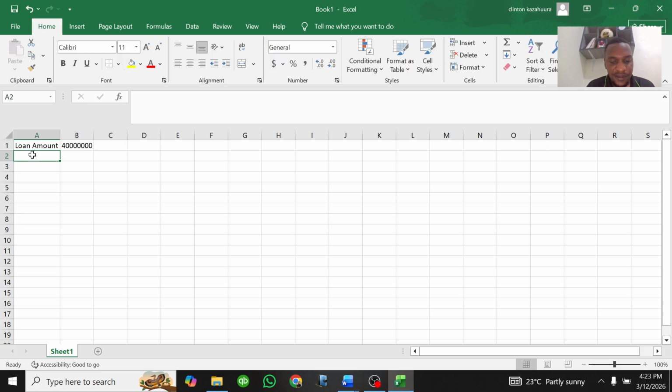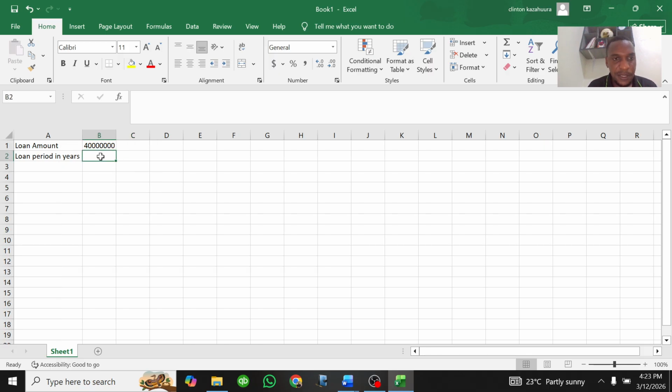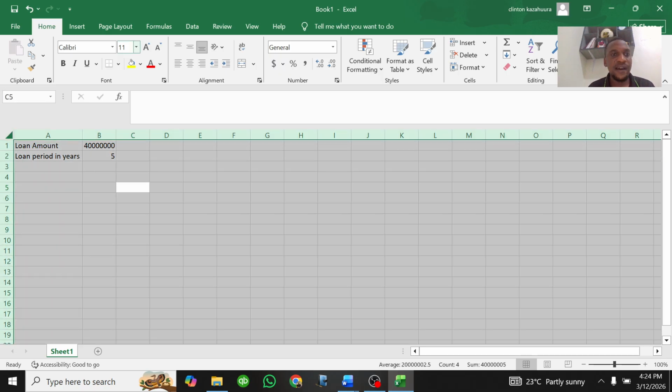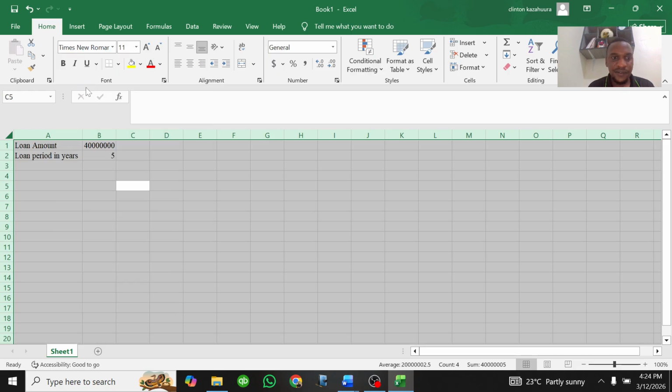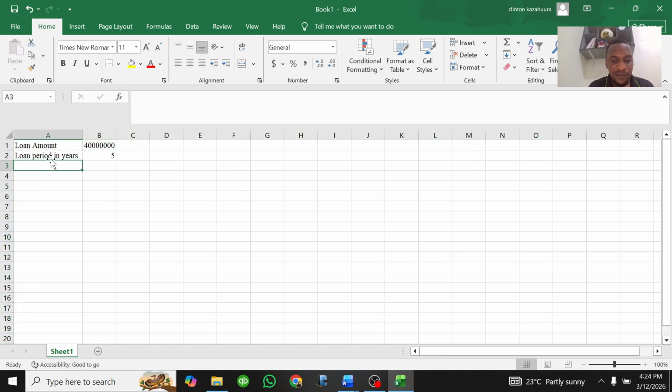Next is loan period or loan tenure, but in years. It is in years. So the loan tenure is going to be 5 years. You put it as a figure. Don't add the years in front because we shall use this figure at a certain point in the formula. We can change this for more visibility. Okay. Then we also have interest rate, but it is per annum.